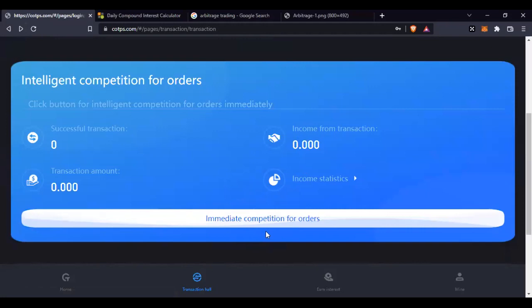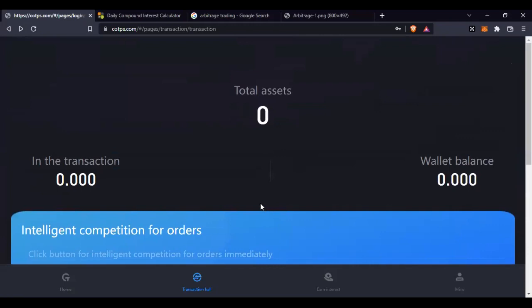So that is exactly how this works. You need to come in here to this immediate competition for others and be doing it manually. But with the script we have set up for you, you just automate the system and it will be traded for you, all right? And that is basically what this arbitrage trading platform is all about.